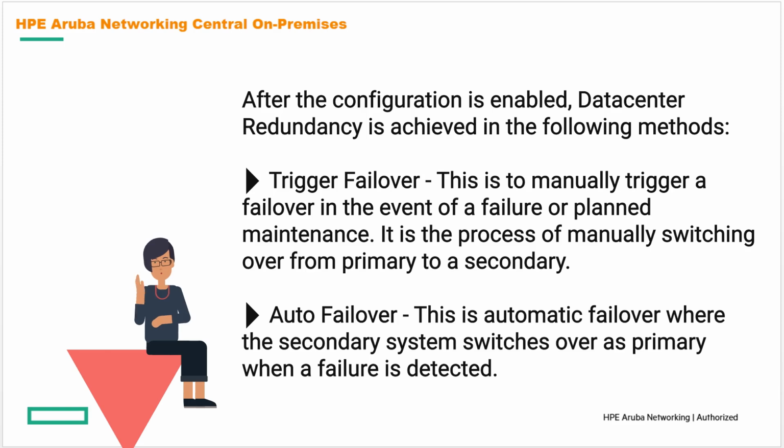Trigger failover. This is to manually trigger a failover in the event of a failure or planned maintenance. It is the process of intentionally switching over from primary to secondary. Auto failover. This is automatic failover where the secondary system switches role as primary when a failure is detected. This video is about triggering a manual failover.